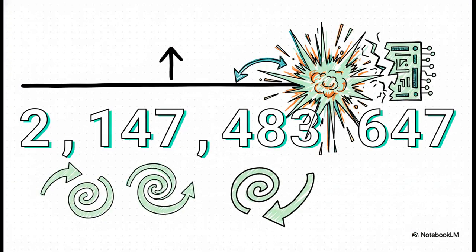Okay, so a 32-bit signed integer has a maximum value of about 2.1 billion. Think of it like a bucket. It's a really big bucket, but it can only hold so much. If you try to pour in even 1 drop more, it overflows. In programming, this is called an integer overflow, and it can cause all sorts of chaos.